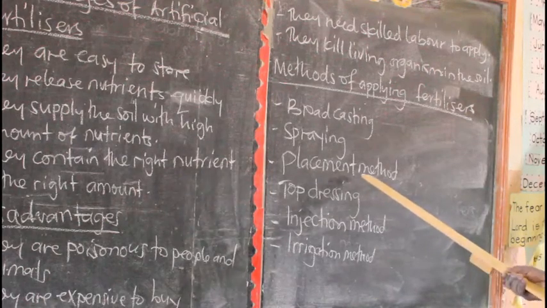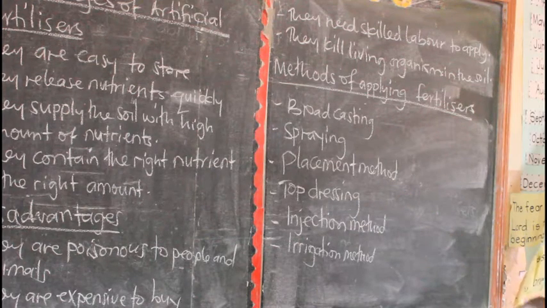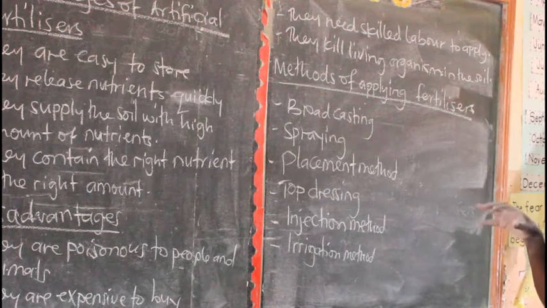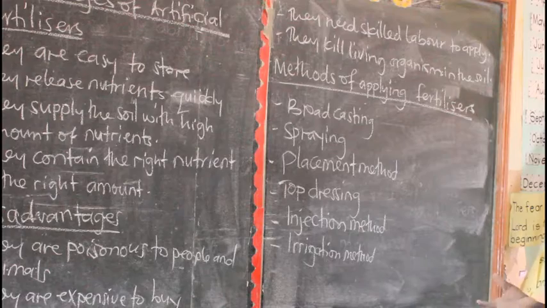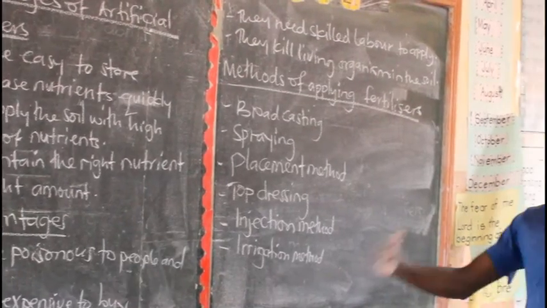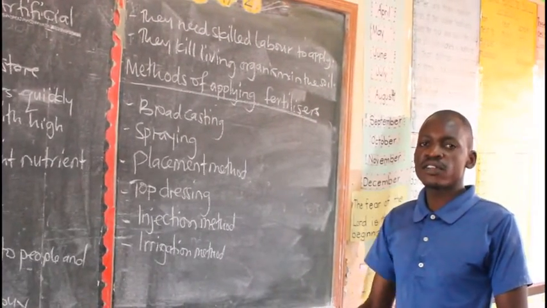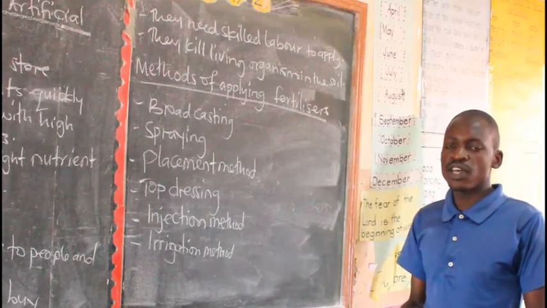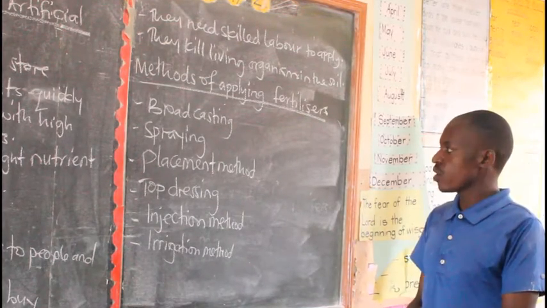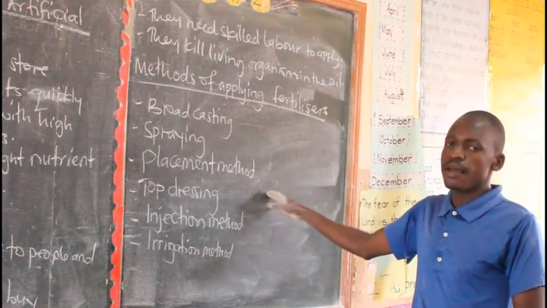Then we have the placement method. With the placement method, we apply the fertilizer as we plant maize. Dig a hole, put your maize grains, and put the fertilizer in the same hole. Then you cover with soil. That's what we call the placement method.